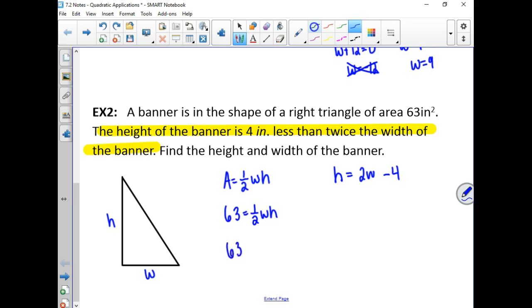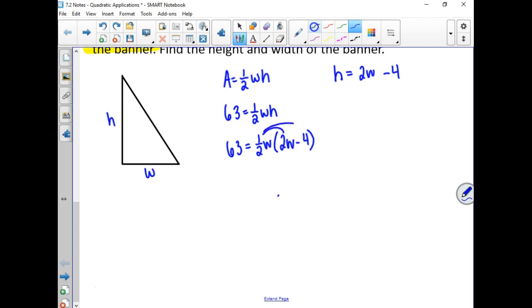So I will have 63 equals 1/2 W times 2W minus 4. And what I'm going to do here is distribute that 1/2 W. So we'll have 63 equals W squared minus 2W whenever I distribute there. And I'll subtract 63 from both sides because I want this to equal 0. So 0 equals W squared minus 2W minus 63.